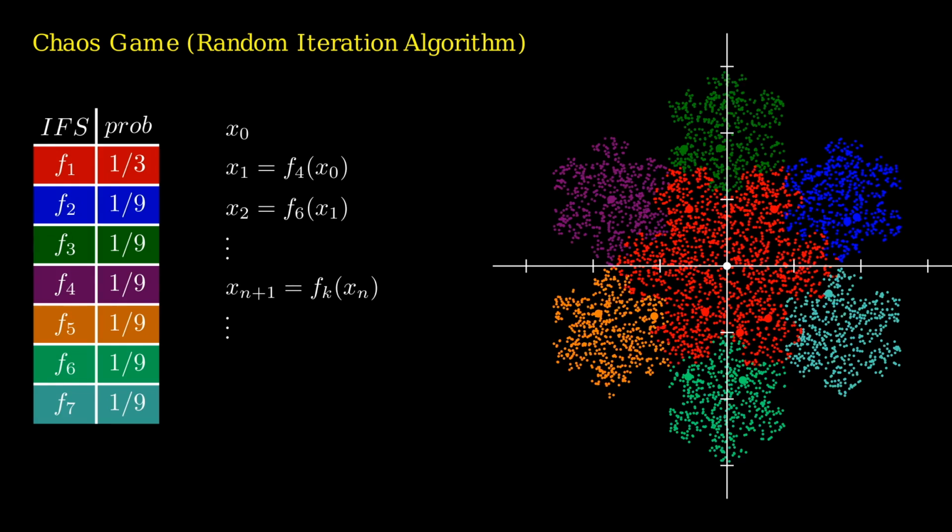Now we see how the points are filling the Koch snowflake. Notice that the red region has more points and is larger, since the first function has a greater chance of being chosen at each iteration. To get a better approximation, let's do the iteration 500,000 times.